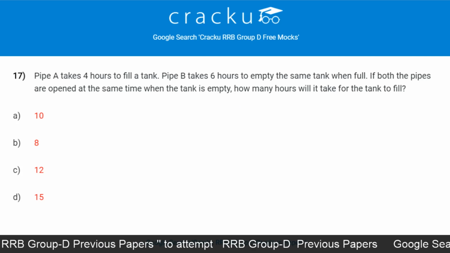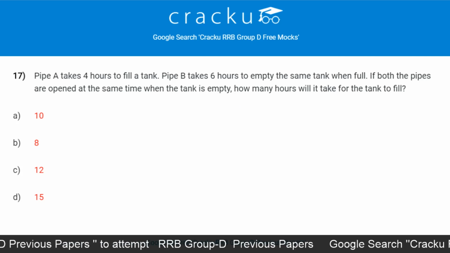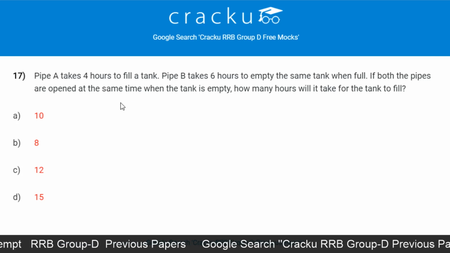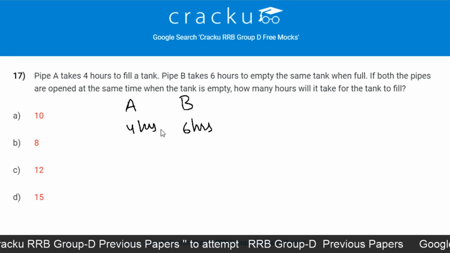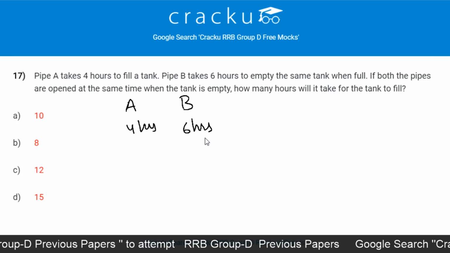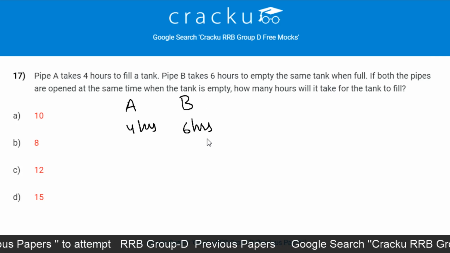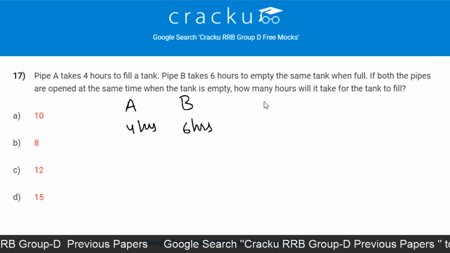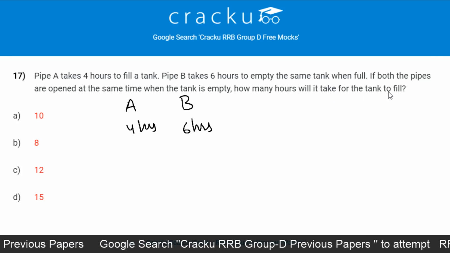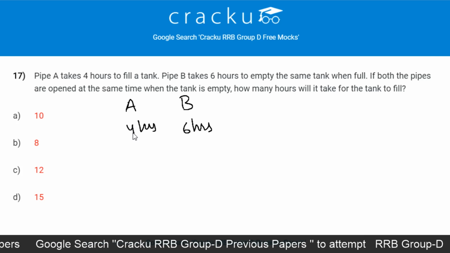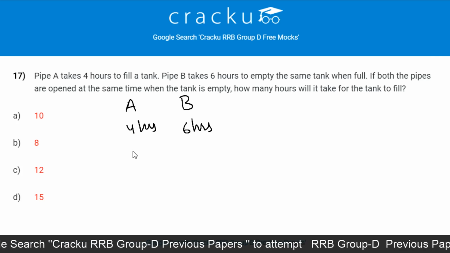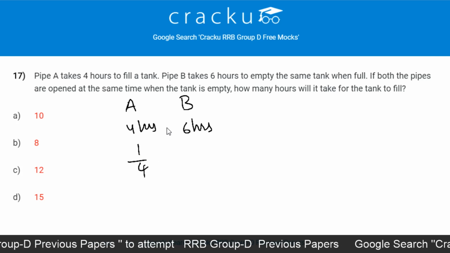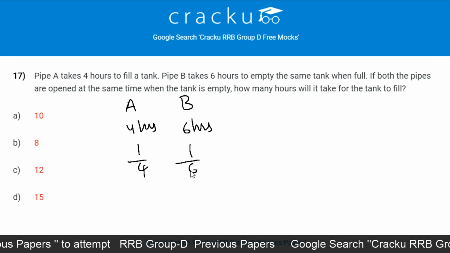Next question. Pipe A takes 4 hours to fill a tank and pipe B takes 6 hours to empty the same tank. If both the pipes are opened at the same time, when the tank is empty, how many hours will it take for the tank to fill? Now the amount of work done by pipe A in 1 hour is nothing but 1 by 4. Similarly, the amount of work done by pipe B to empty the entire tank is 1 by 6.